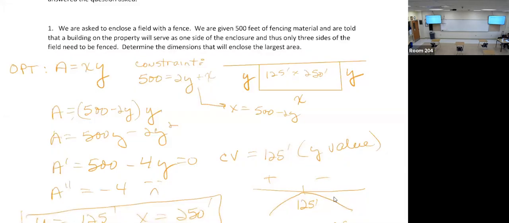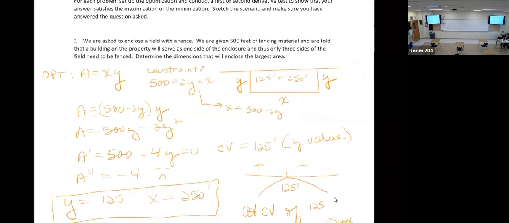I'm going to share my screen. Okay, so this is my setup. When I read it, I saw that the area had to be the largest possible. That's my optimization. So area equals x times y. Then I'm going to build this against a house, so I have 500 feet of fencing, and I'm only going to need to fence 3 of the sides. So I made my vertical sections y and my horizontal section x. So 500 equals 2y plus x. I wrote x equals 500 minus 2y and substituted it for x in the original optimization equation. So that brings me down to this.